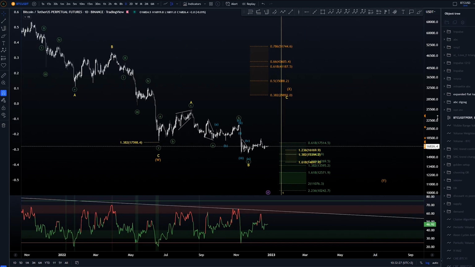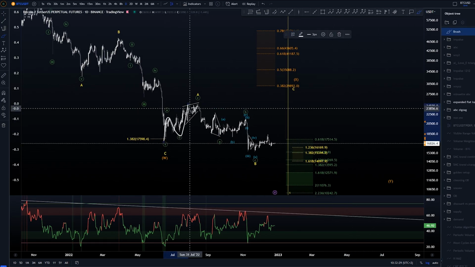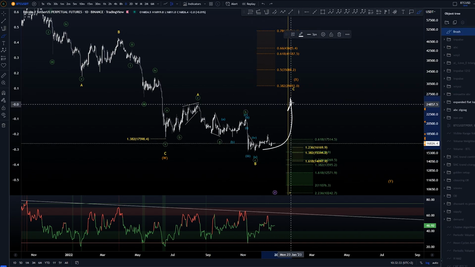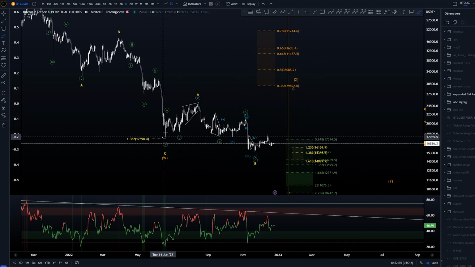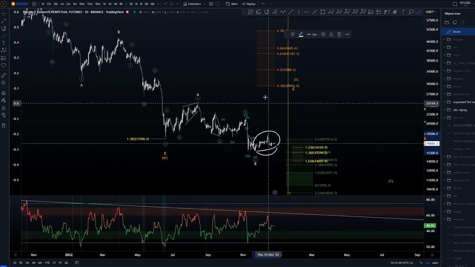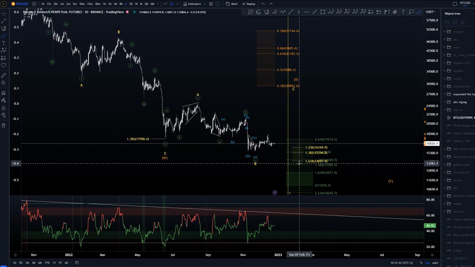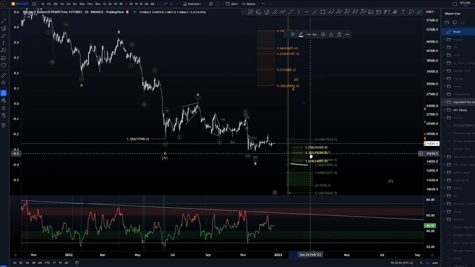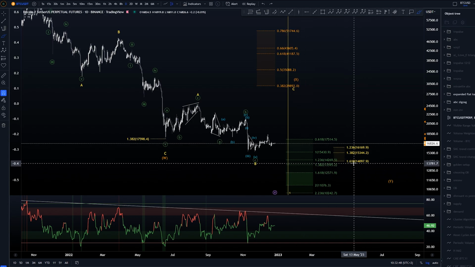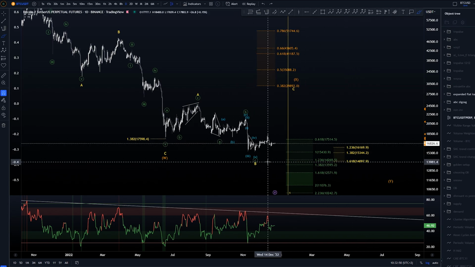We had one of the scenarios where we had this as a 3-wave structure into an A wave, then looking for a 3-wave structure into B, and now we'd be looking for a C wave upwards. This of course could be a WXY as well on its own, depending on what kind of structure we would be getting off of these lows. The 1.618 retracement of this A wave here would be around 14k, so if we go below that, then I don't think this is going to be a valid count anymore.